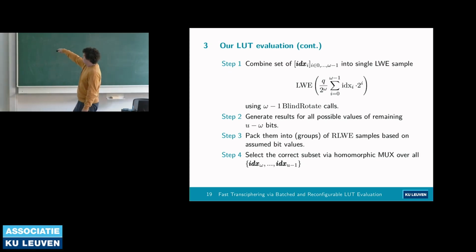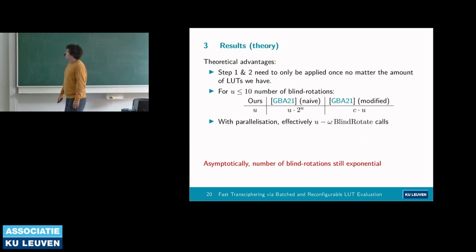So first we generate all outputs, pack them into ring LWE samples, and then for every remaining bit, we iterate the previous mux until we get the correct output. Now, what are the theoretical advantages of this? Well, the first two steps only need to be applied once. No matter how many LUTs you have, you'll just multiply by more polynomials.